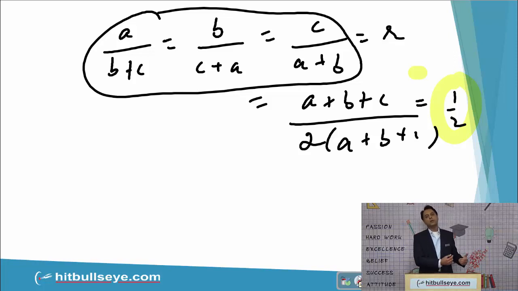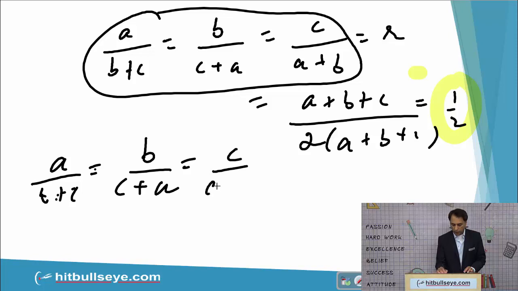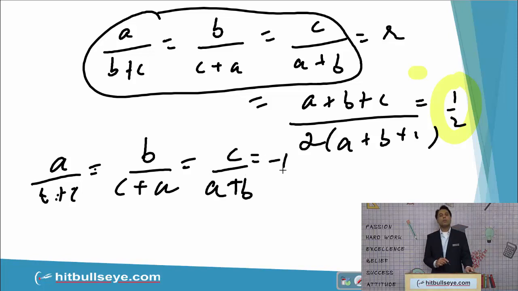So we work top down, we work backwards. We assume that minus 1 is a possible value. So A upon B plus C is equal to B upon C plus A is equal to C upon A plus B is equal to minus 1. We assume that the value of R is minus 1.